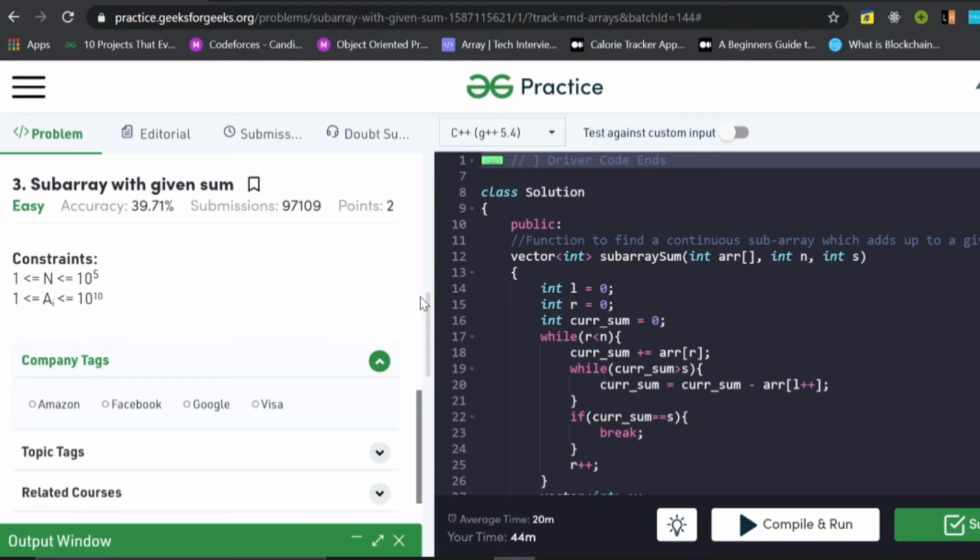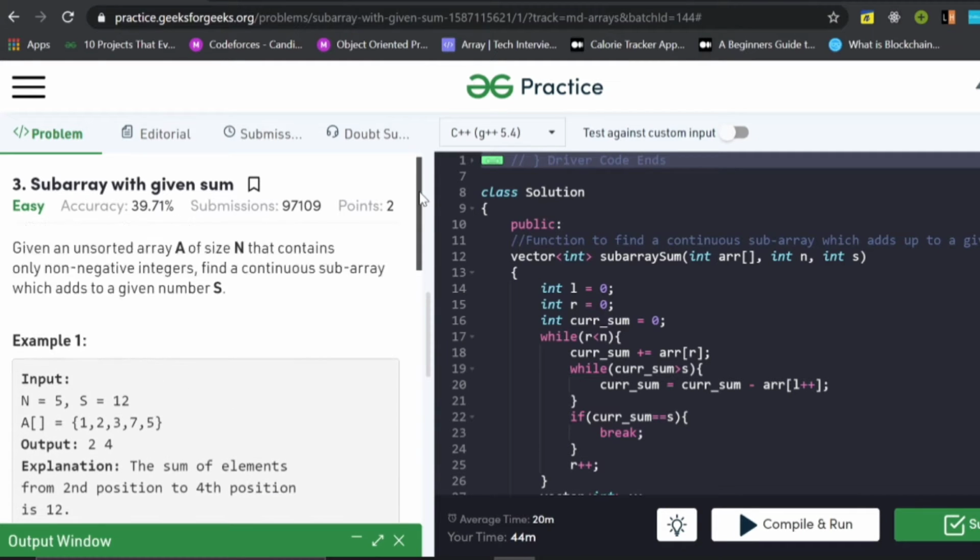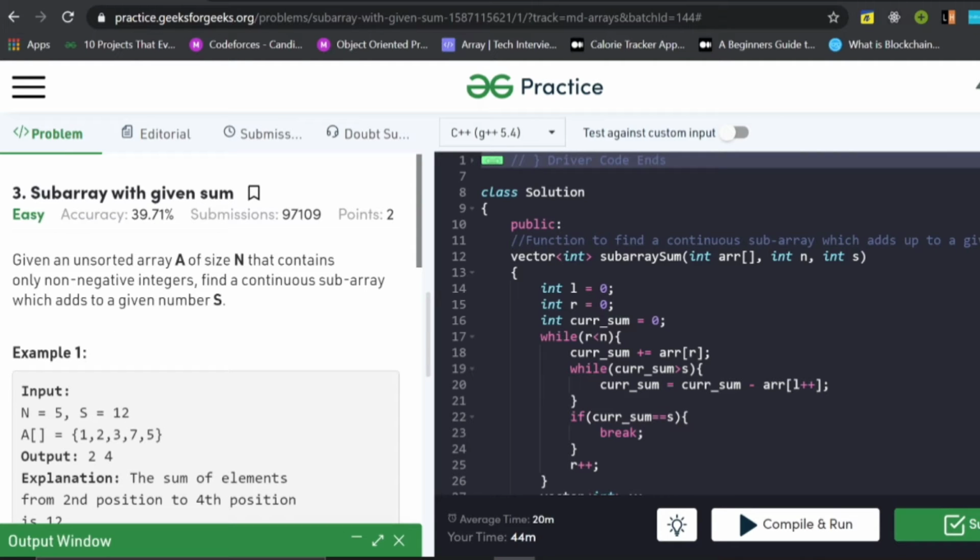So let's understand what is given in this particular question and what they are primarily asking. You have been given an unsorted array of size n, which comprises non-negative integers. It's very important, because if negative integers are included, this question becomes a bit complicated. But since they're non-negative integers, it's comparatively easy. And the array is also unsorted. You need to find a subarray such that the sum of that subarray is equal to the given number s.